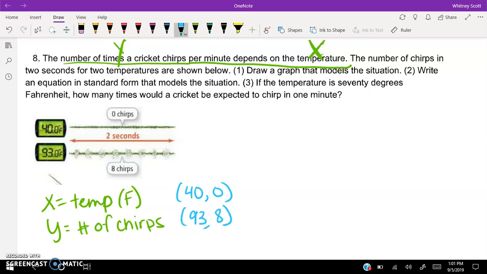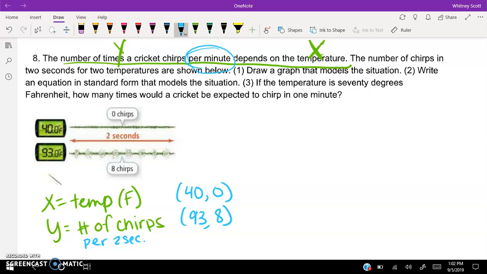Now, these are per 2 seconds, so it's not actually per minute, like this says up here, but that's not how we defined it. That's okay. We can define it as per 2 seconds, because that's the data we have. As long as it's all the same, that is totally fine.